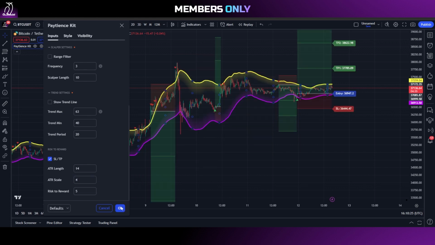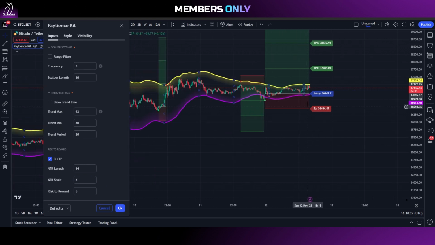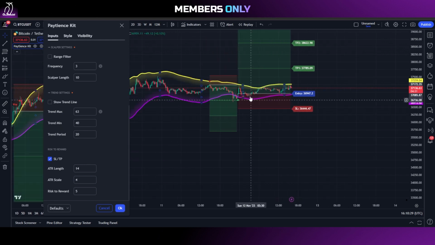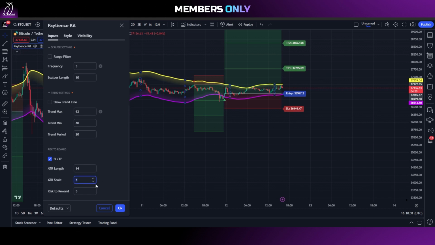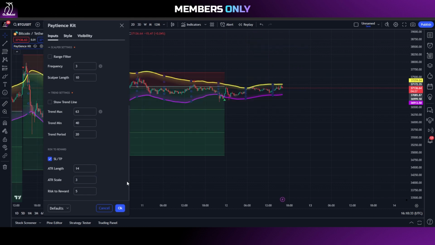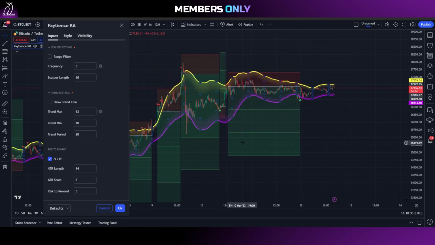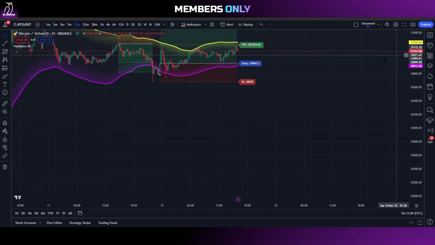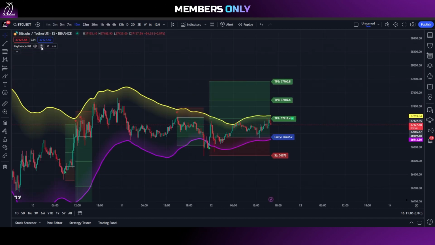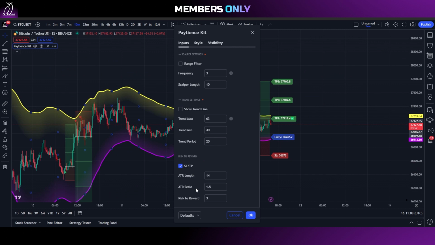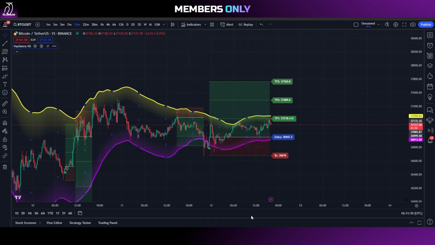You can use a higher ATR scale, and look at that. This is finding that initial trade again, but really it's based on what you want your risk to reward to be. The setting that I find the best for me is the 1.5 on the ATR scale and the 3 on the risk to reward, and that is obviously for scalping.